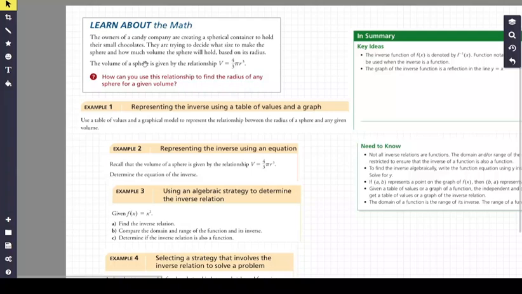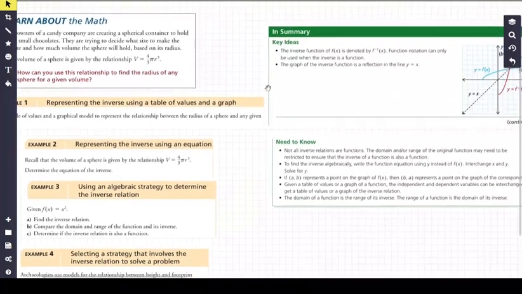And now everybody should know this formula. The volume of a sphere is given by the relationship V equals 4 over 3 pi r cubed. That is the volume formula for a sphere. We learned that in grade 10. So let's go ahead and look at what the example wants us to do.